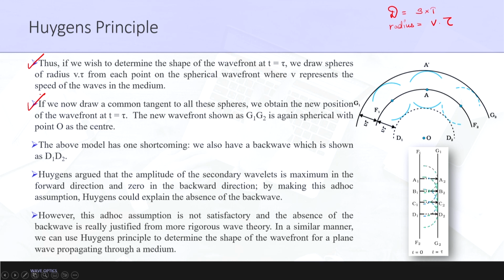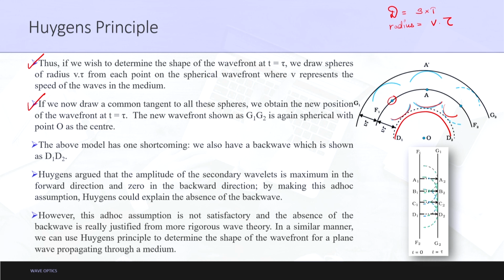In the next lecture, we will get to know the shortcoming. The shortcoming is that the sphere is being made, and the forward wavefront is quite nice, but the secondary disturbance also makes a wavefront in the backward position. What about this D1, D2? Do we take it into consideration? Do we neglect it? What was the explanation given for D1, D2 by Huygens? We will get to know this in subsequent lectures.